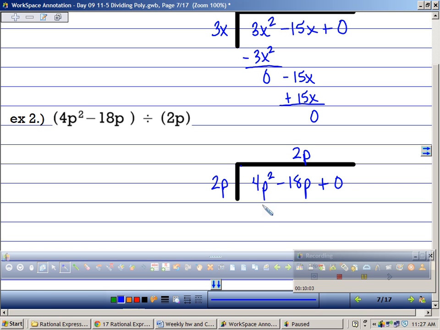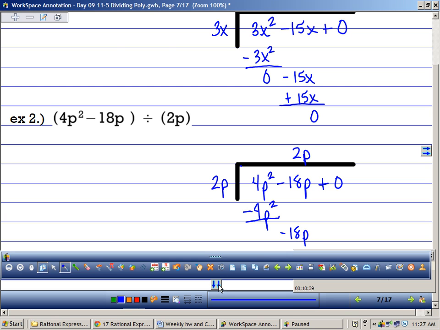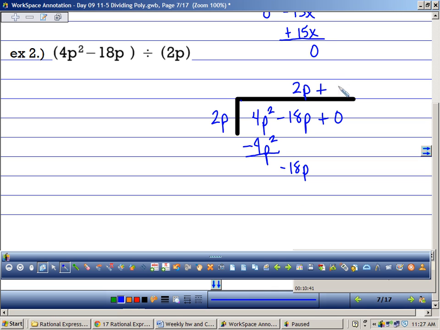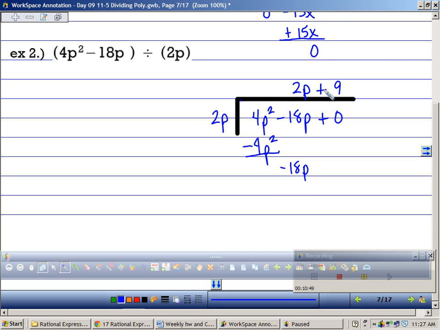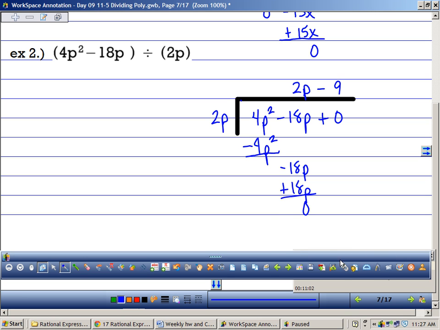Okay, so 2p times 2p is 4p squared. Draw the line. Change the sign. What comes down now? Negative 18p. 2p goes into negative 18p how many times? Negative 9 times. We know we're done, right? Because there's no more here. That makes negative 18p. Draw the line, change the sign, 0. All right. Make sure you have at least one of these written on your notes, please.